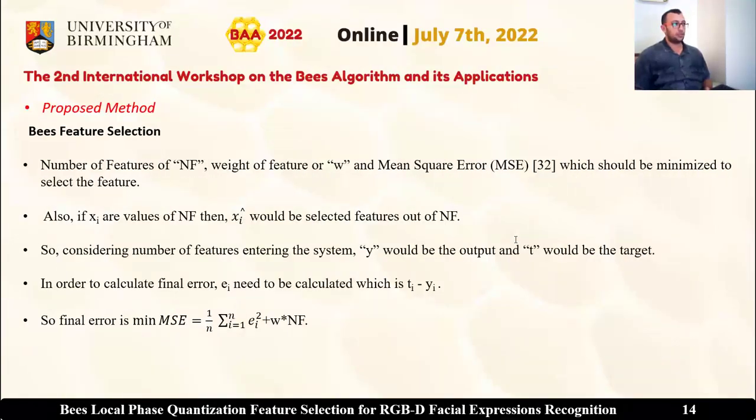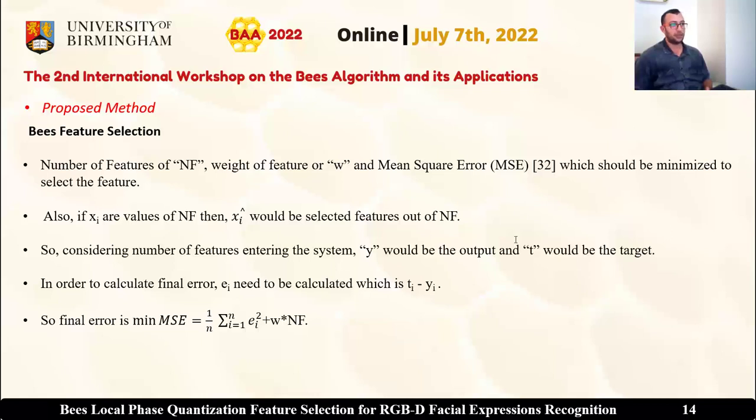So in this feature selection, the number of features, the weight of that feature, and the MSE, or mean squared error, of that feature are important. The MSE should be minimized, so those with less error would be selected. If we have Xi values of a number of features, and Xi hat would be the selected feature out of NF, so considering the number of features entering the system, Y would be the output and T would be the target. The difference between the output and target would be our error.